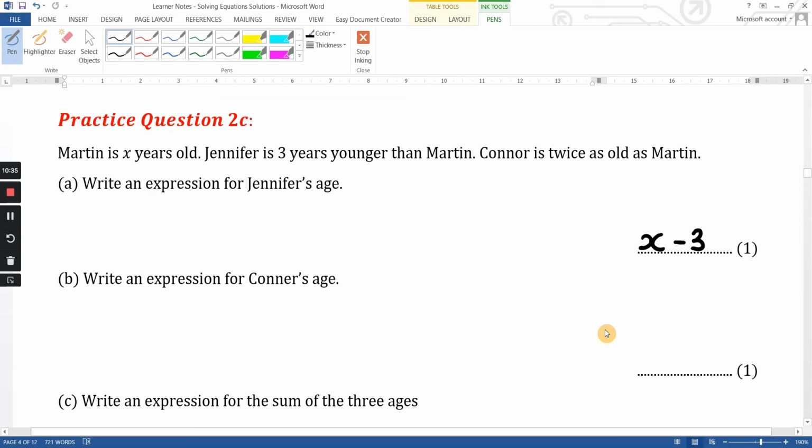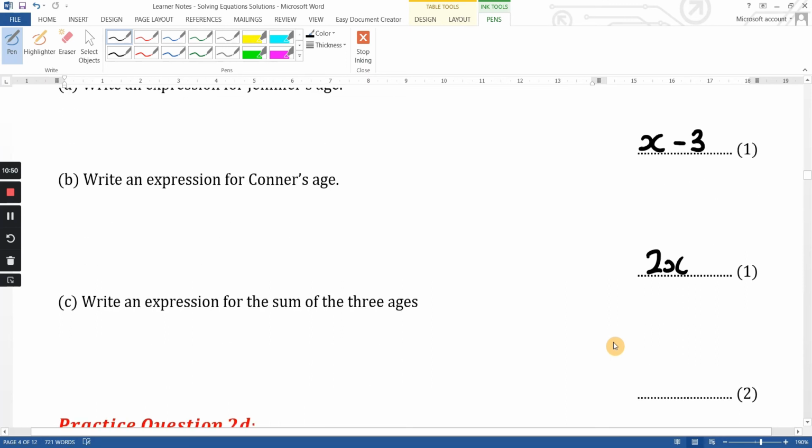Write an expression for Connor's age. So Connor is twice as old as Martin. Well, if Martin is X years old, twice that is 2x. Yeah, just be careful and don't put 2 times x as your answer, because that technically would be wrong. You have to put it as 2x. You can't have a multiply sign in your answer.